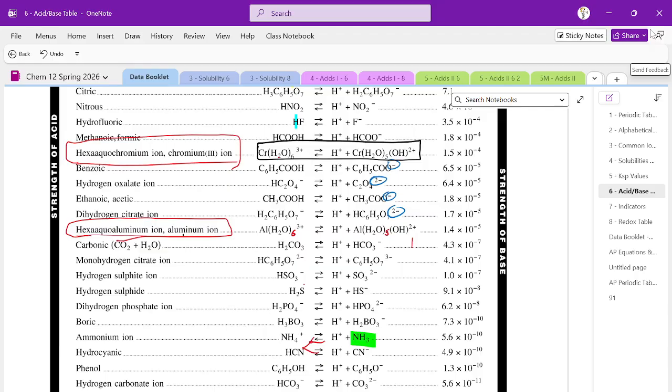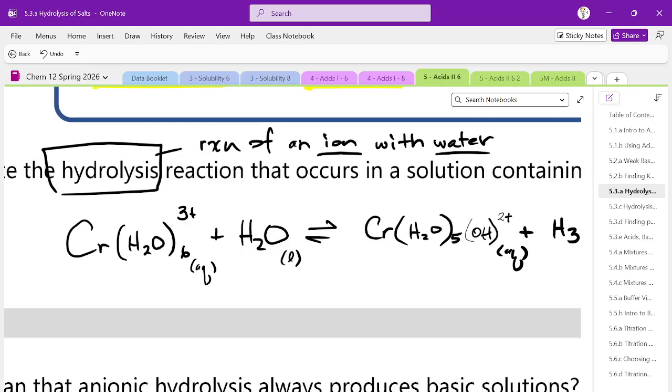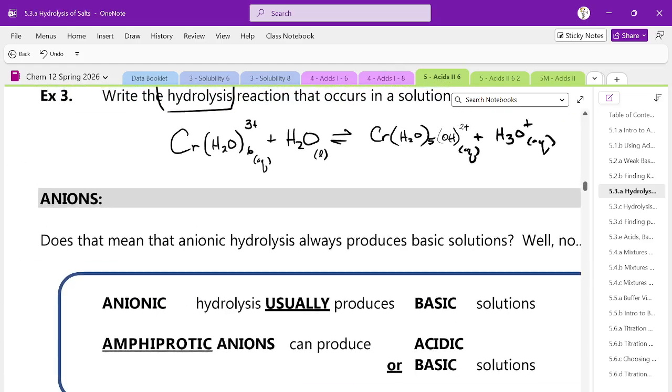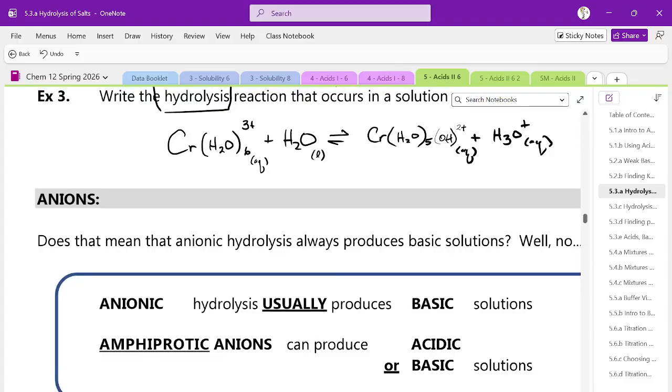Going back here. If cations produce acidic solution, what do anions produce? Basic solution. Most of the time. Usually.